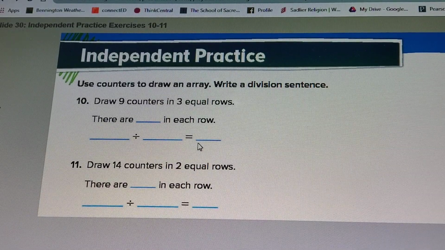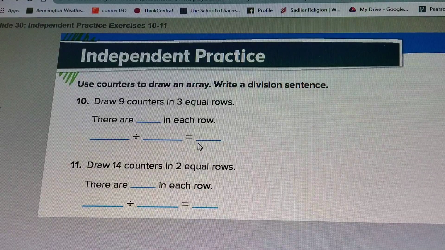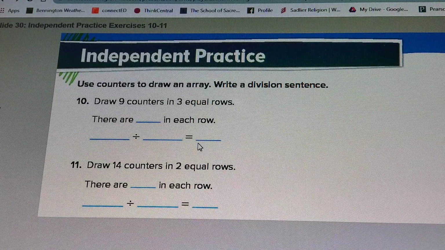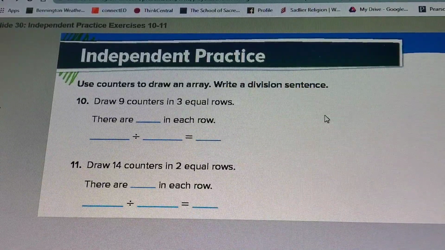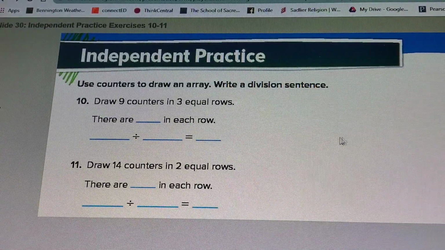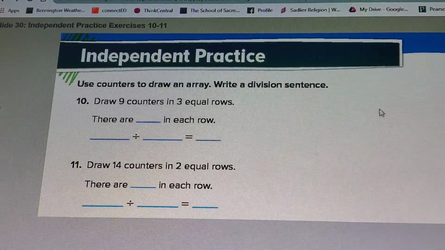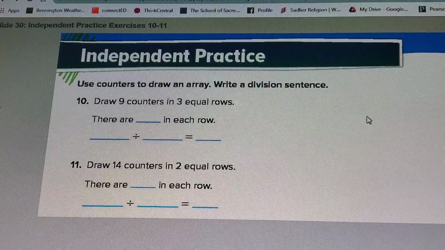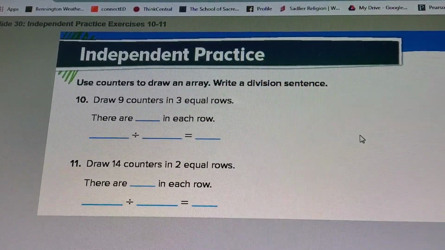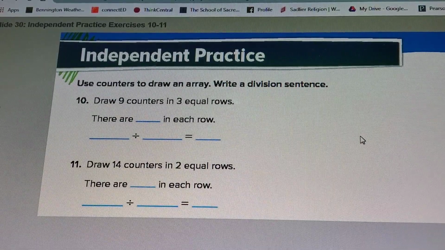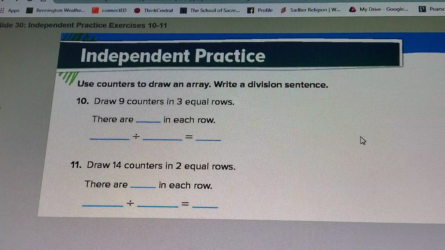Independent practice. Use counters to draw an array. Write a division sentence. Use 9 counters in 3 equal rows. So you will put a counter in row 1, a counter in row 2, a counter in row 3, and repeat until you've used all 9 counters. There are 3 in each row. 9 divided by 3 equals 3.